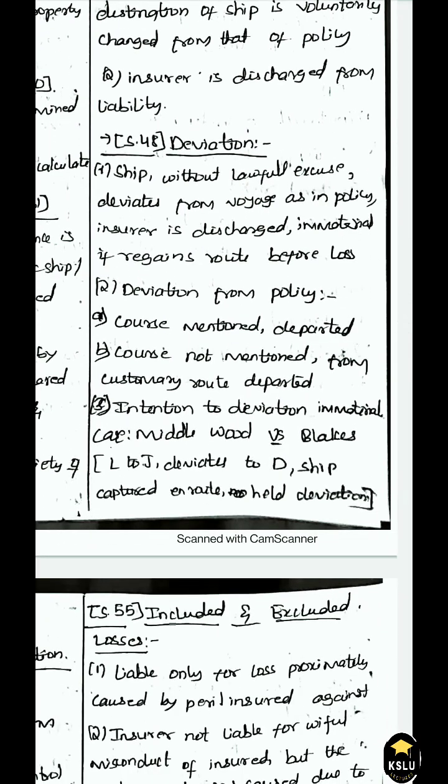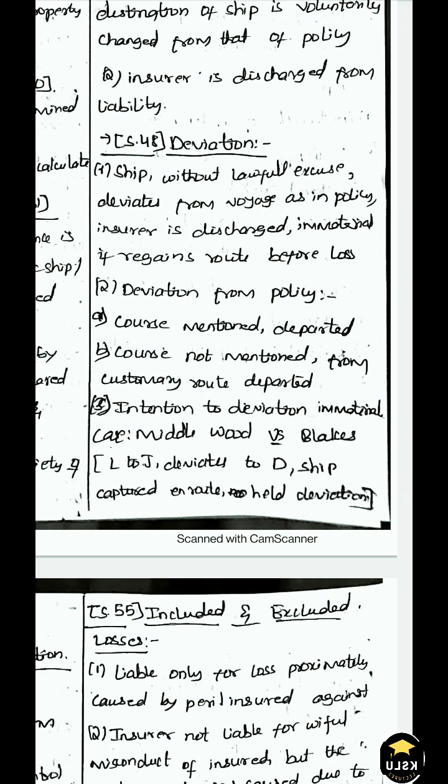The next is Section 48. Deviation. So what is a deviation? A ship without lawful excuse deviates from the voyage as in the policy. The insurer is discharged. It is immaterial if the ship regains its route before loss. So the ship without lawful excuse deviates from its path. Here the destination is the same, A to B, but it deviates from its path, it takes a different route. So this is deviation.